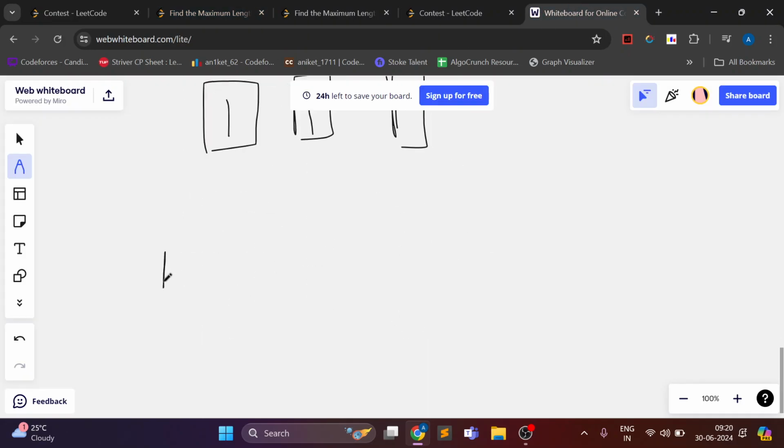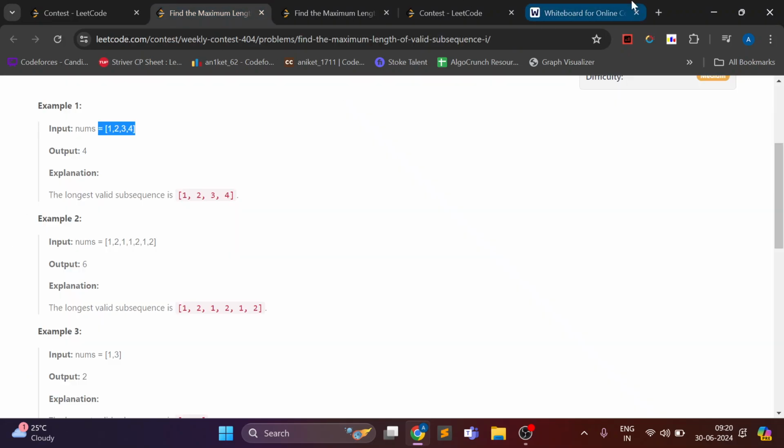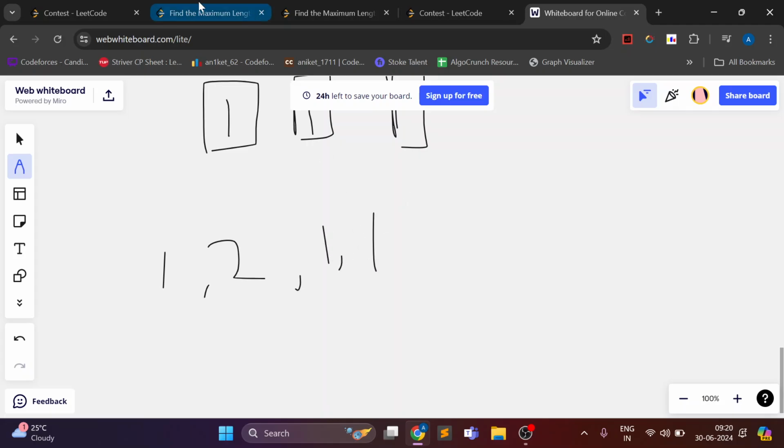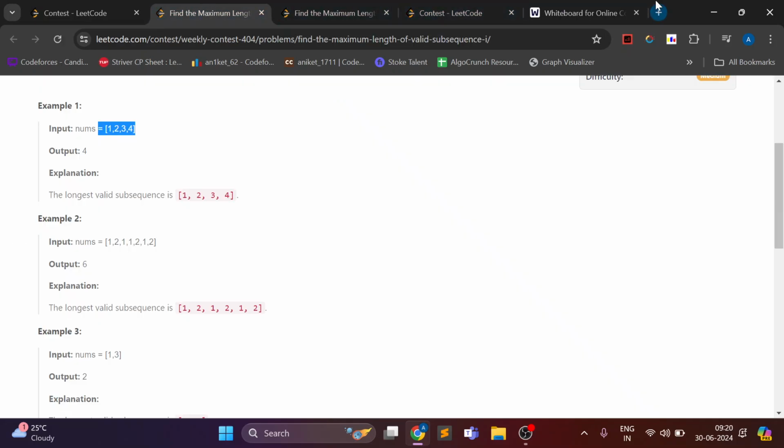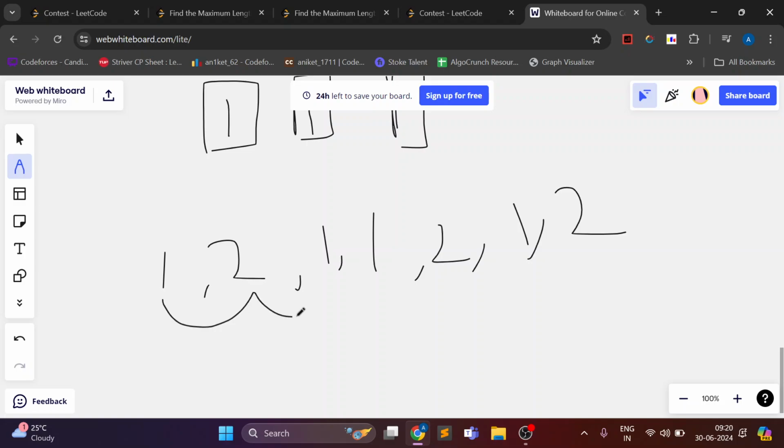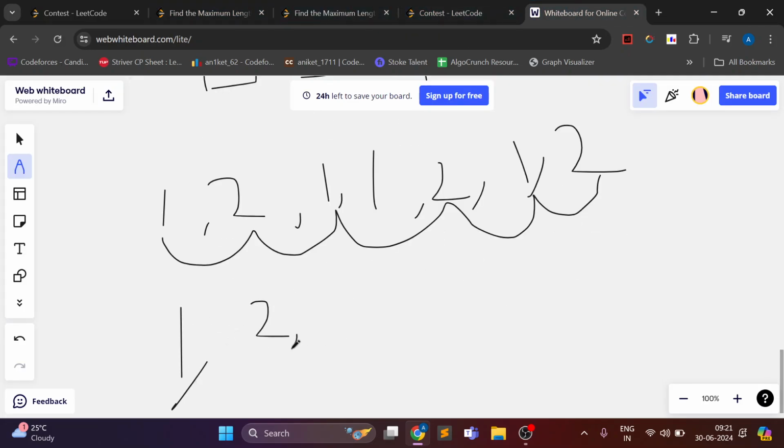Similarly, in this case 1 2 1 1, the subsequence would be 1 2, then again 1, then again 2, then again 1, then again 2. You might understand this pattern, where the sequence is an alternating sequence. Alternating sequence means the two elements are repeating continuously.